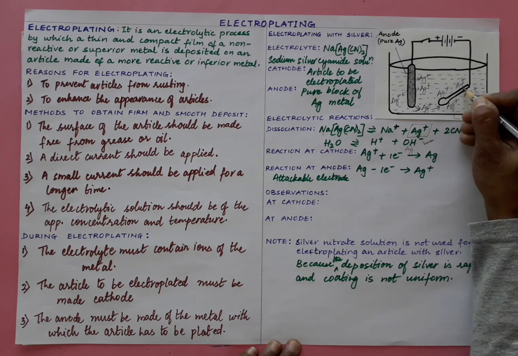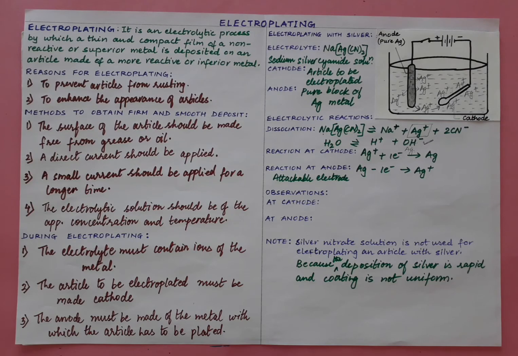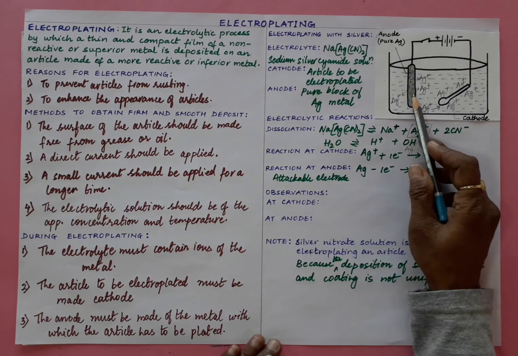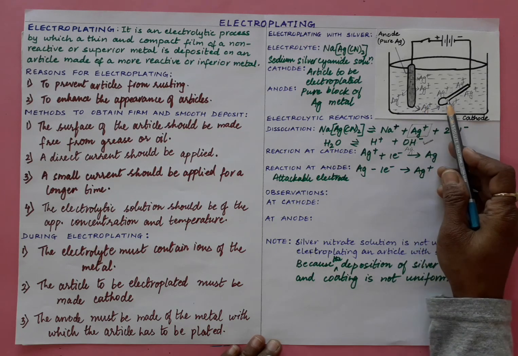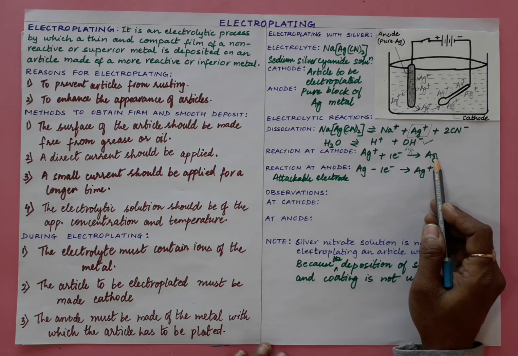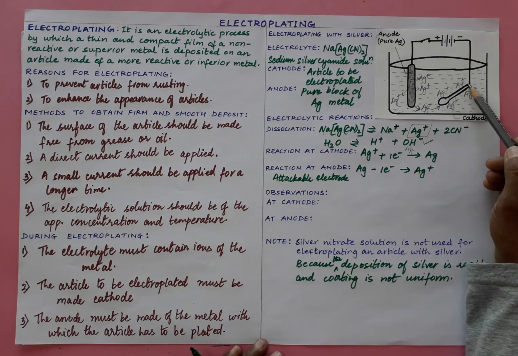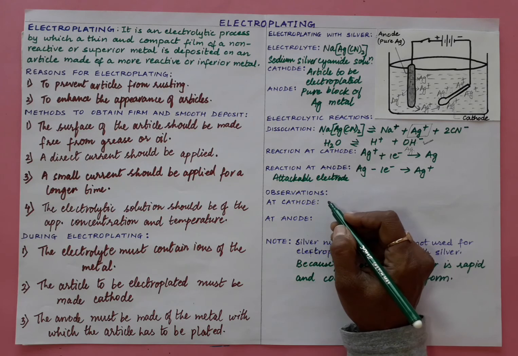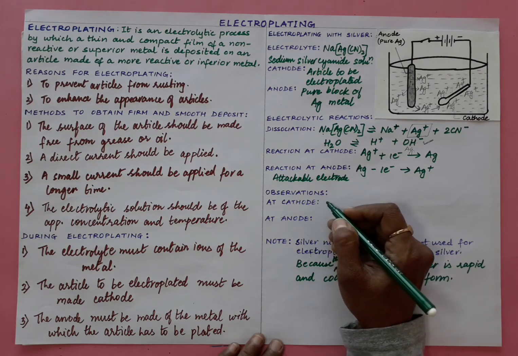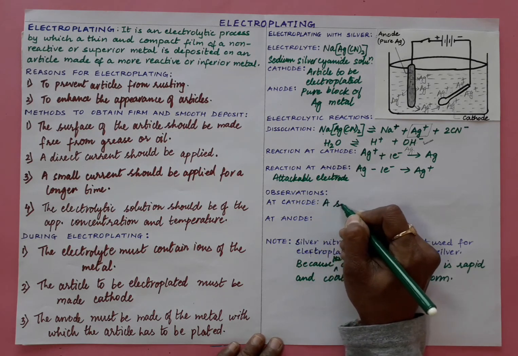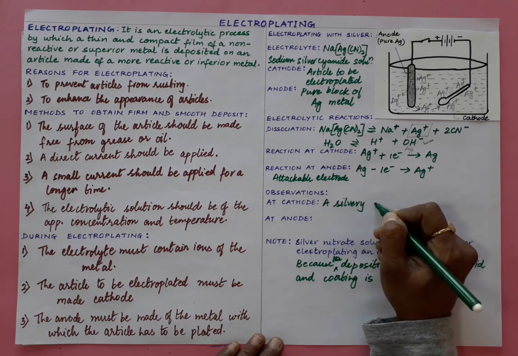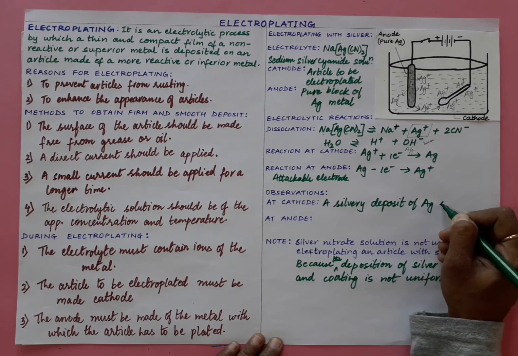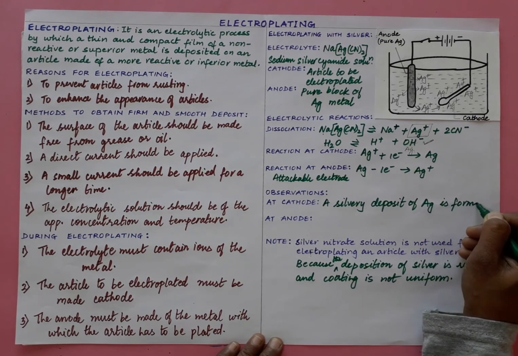So we will see a silvery deposit on the spoon is formed, right? So what is happening: an atom is losing one electron and becoming an ion, and on the other side these ions will gain one electron and become atoms. So we will get a silvery deposit on the spoon, a continuous supply we will see. Now we will understand what the observations are. At cathode, a silvery deposit of Ag is formed or seen.